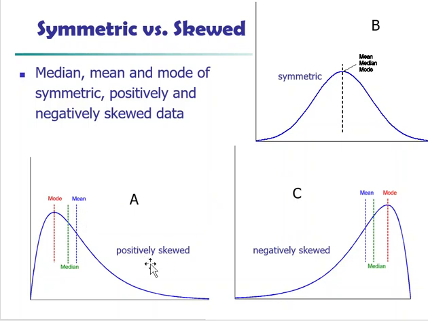In the positively skewed case, your mode is always smaller than the median, and the mean could be larger than the median. When your data is negatively skewed, your mode is always larger than the median, and the mean could be smaller than the median.